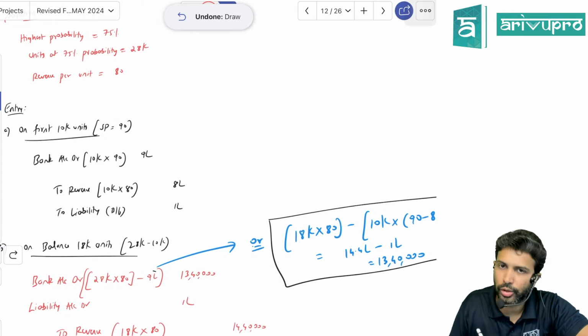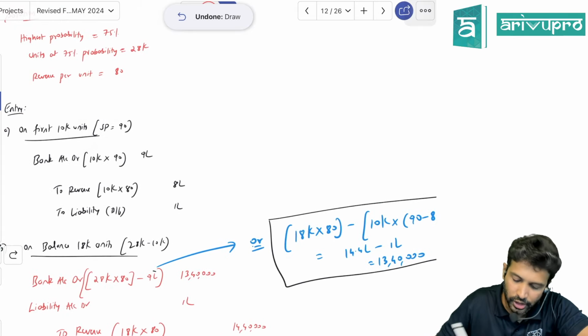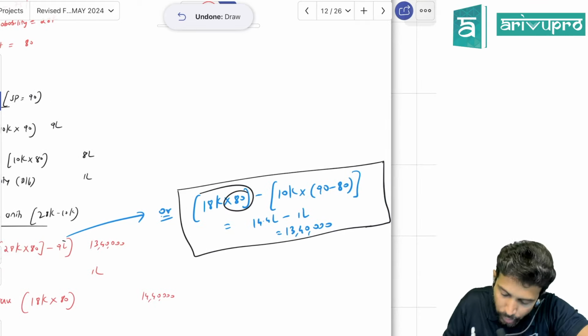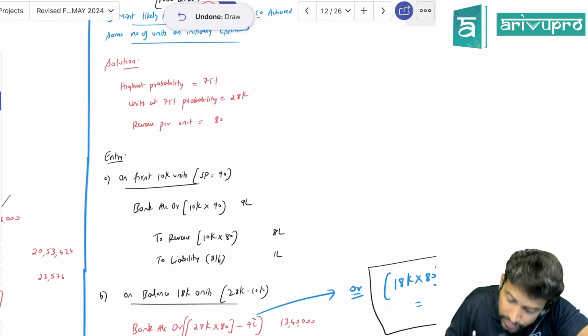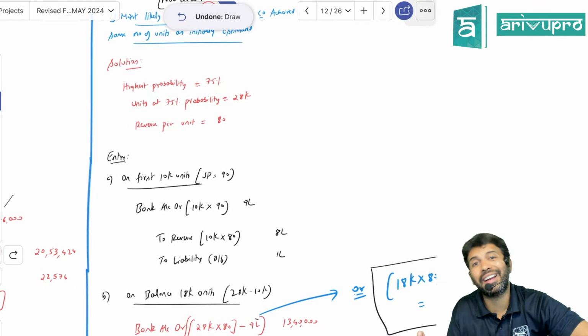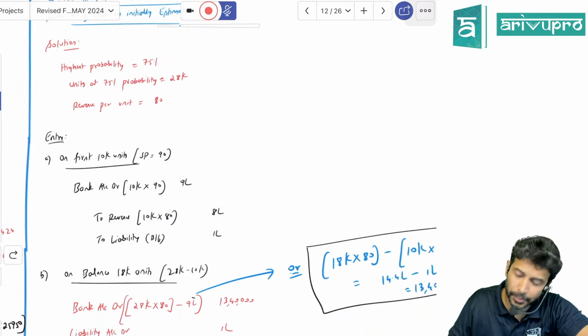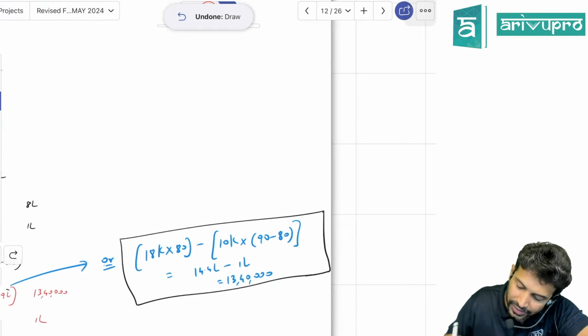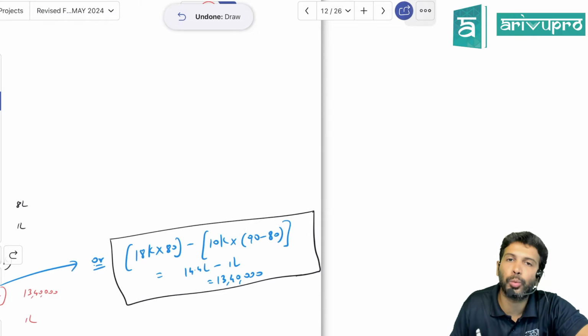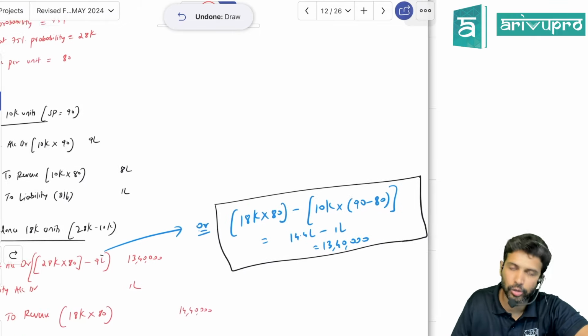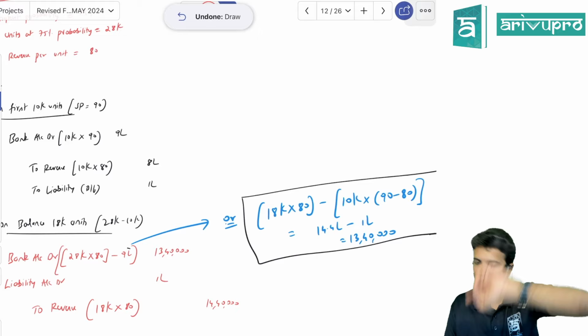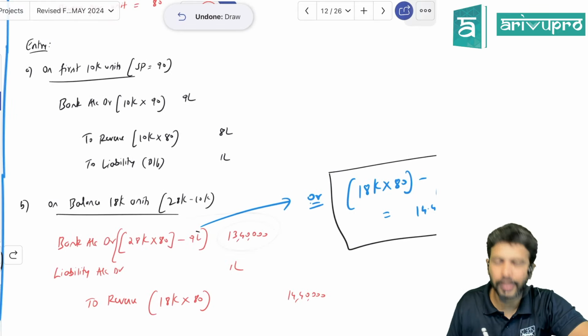On these 18,000 units, now 10,000 units is already crossed. So on these 18,000 units, the customer will pay only 80 rupees. But on the first 10,000 units, the customer has already paid 90, but he should have paid only 80. That means on these 10,000 units, he has paid 10 rupees extra, which is 1 lakh rupees extra. So if you adjust and calculate that way, you'll get the same value. The way you want to calculate is your choice. So bank account debit 13 lakh 40,000.